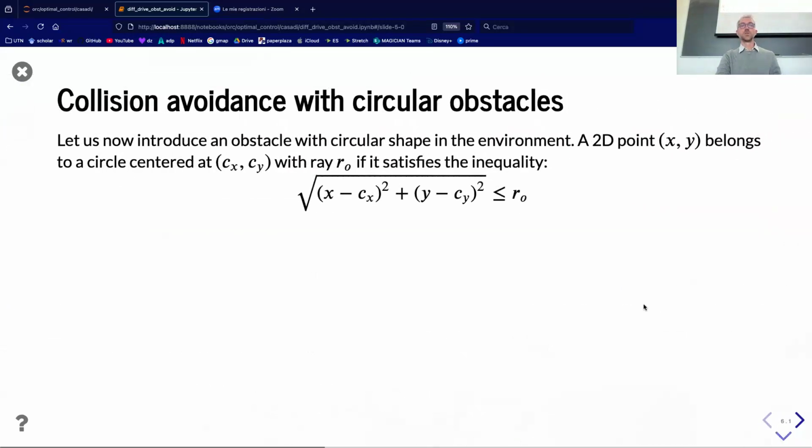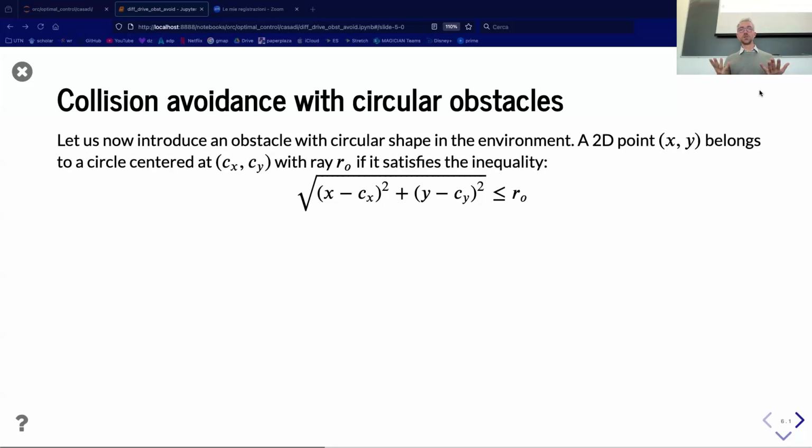Okay, so far we have just optimized a trajectory to reach a state, but we haven't talked yet about collision avoidance, which is the main thing I wanted to discuss. So collision avoidance, of course, the way we formulate it is going to depend on the shape of the obstacles that we want to avoid collision with. So let's start with the simplest obstacle possible, which is a circle.